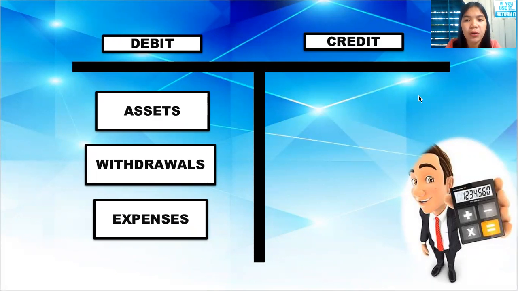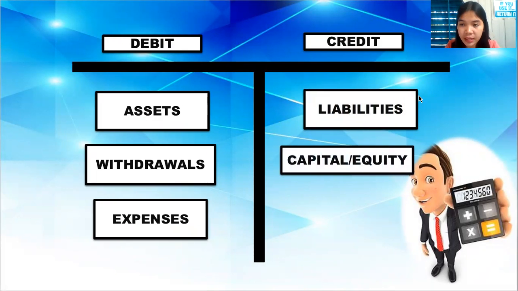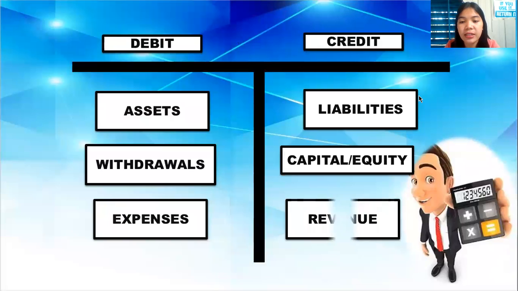Okay, what are the examples under the credit side? We have here the liabilities, the capital or the equity, and lastly the revenue. So if you are going to increase that particular account class, the liabilities, equity, and revenue, you are going to put the amount on the credit side. While if you are going to decrease that one, you're going to put the amount on the debit side.